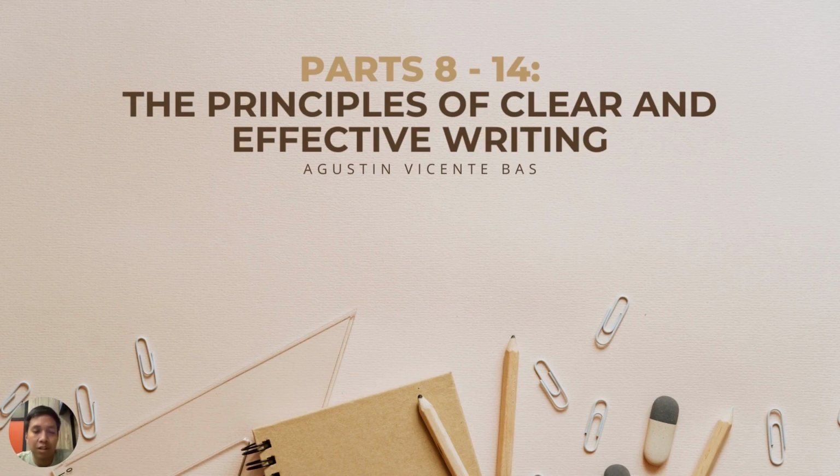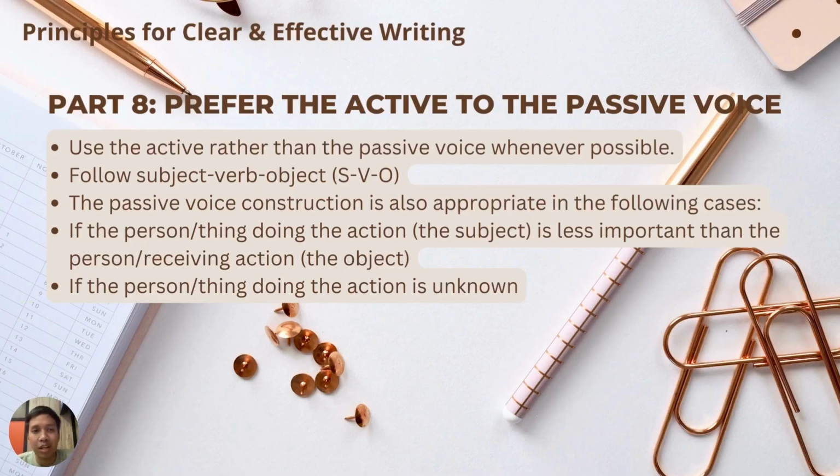The principles of clear and effective writing. So part number 8, we prefer the active to the passive voice. We use the active voice rather than the passive voice whenever possible. At the same time, we also follow the proper subject-verb object agreement. So the passive voice construction is also appropriate for certain cases, and I'm gonna show some of them.